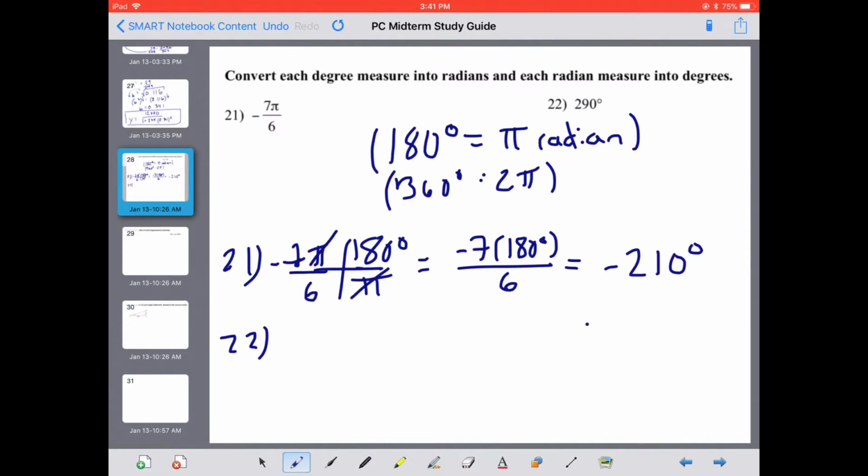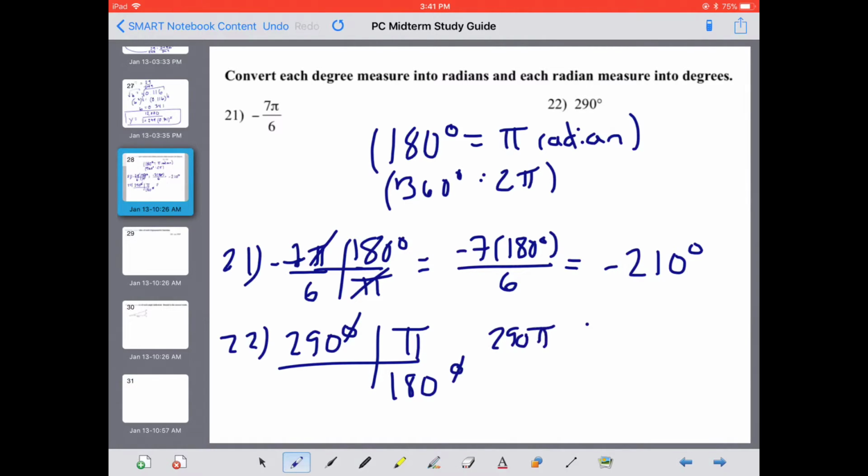Number 22 is a little bit more complicated because we have to clean up some fractions, because I would prefer you to keep it in exact form. So we have 290 degrees. When we set up our T-chart, we want the degrees on the bottom so that they cancel out, which means 180 needs to go on the bottom and pi needs to go on the top. Now we're trying to figure out, can we simplify this fraction in any way? We have 290 pi over 180.